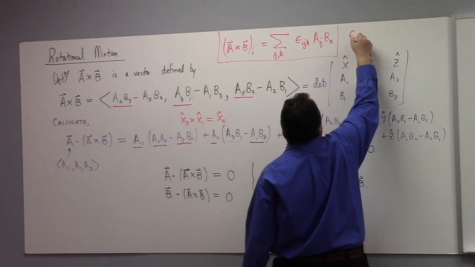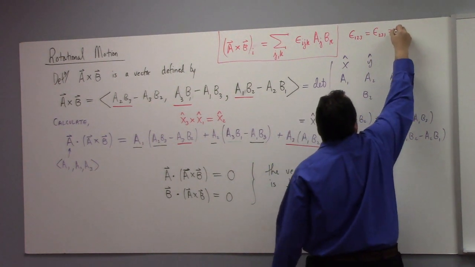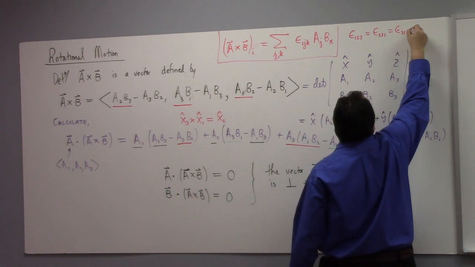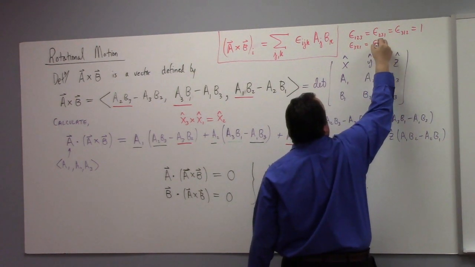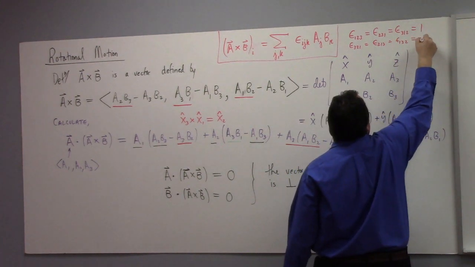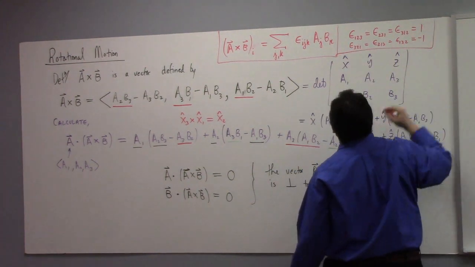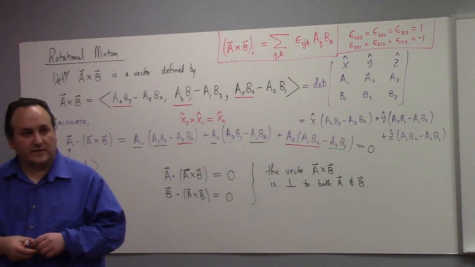Here, epsilon 1, 2, 3 is equal to epsilon 2, 3, 1 is equal to epsilon 3, 1, 2 is equal to 1, whereas epsilon 3, 2, 1 is equal to epsilon 2, 1, 3 is equal to epsilon 1, 3, 2 is equal to minus 1. So there is a compact, beautiful way of writing the cross product.